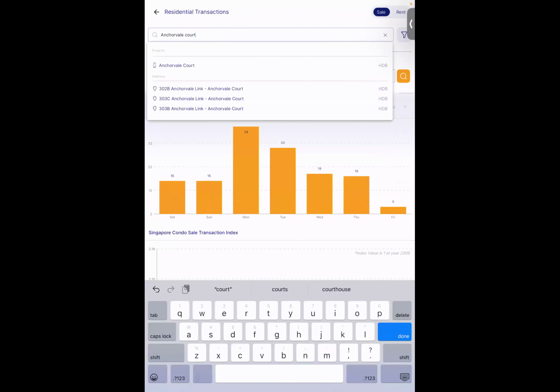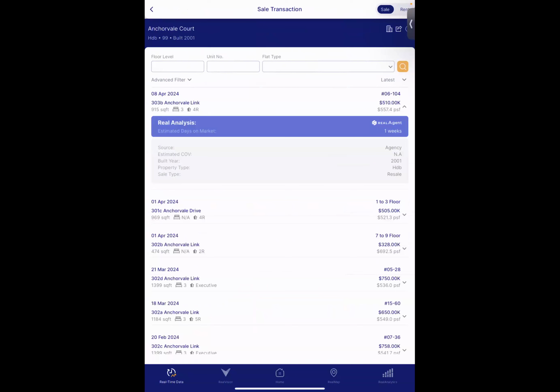When I type in Anchorvale Court, it shows me HDB under projects. I click in. All these are the transactions for my block plus my neighboring blocks. On 8 April, there was one transaction for 303B. 303B is one block away from me, I think near the coffee shop. So this is the latest transaction, because my block, the whole year, only has one transaction.